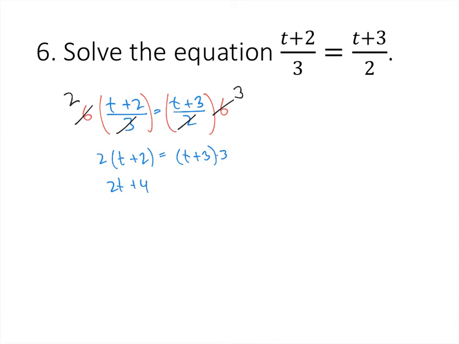That's 2t plus 4 equals 3t plus 9. Subtract 2t from both sides, subtract 9 from both sides, and I get t equals negative 5.